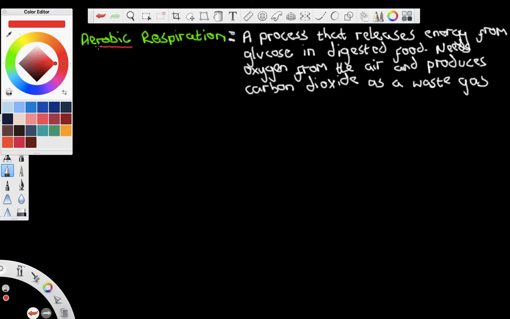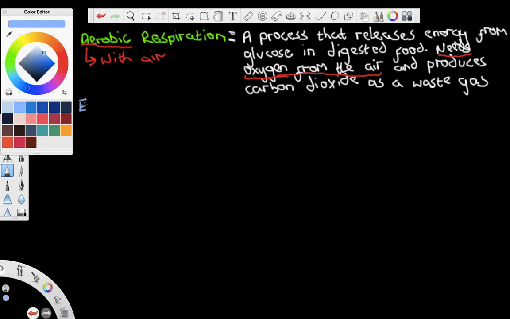The word aerobic means with air. So in order for aerobic respiration to take place, it needs oxygen from the air. Okay? Without oxygen from the air, aerobic respiration will not happen. So we can write ourselves an equation or a word equation for aerobic respiration.